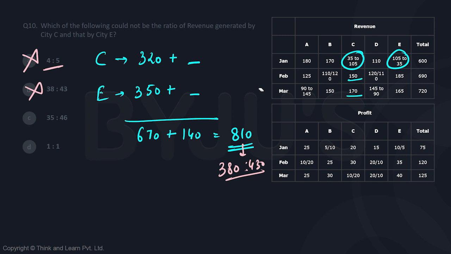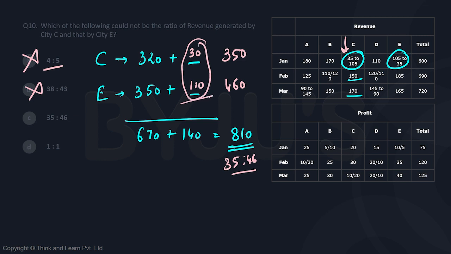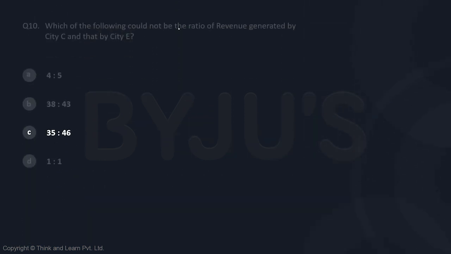Let's remove this as well. Now come to the next one. It says 35 is to 46. So when I divide it in a ratio of 35 and 46, this becomes 350. This becomes 460. 350 means this is just 30 more and this is 110. But these figures cannot be anything below 35 or 105. But these are coming out to be below 35 and above 105. Option C should be my right answer. This cannot be the ratio of revenue generated by C and E. So the right answer is option C now.